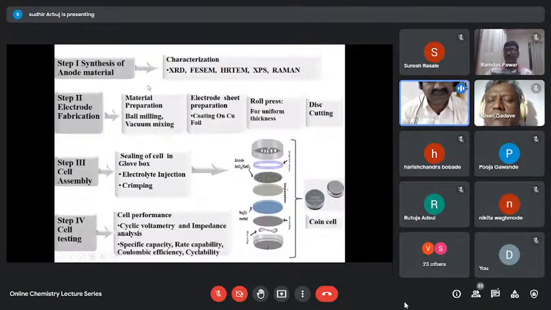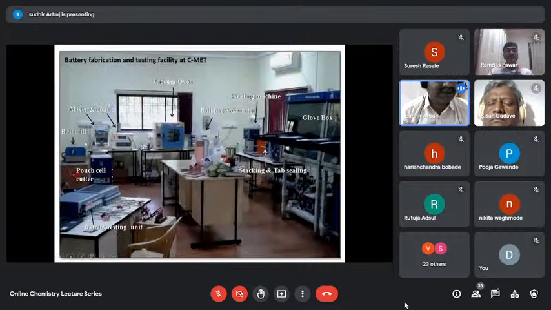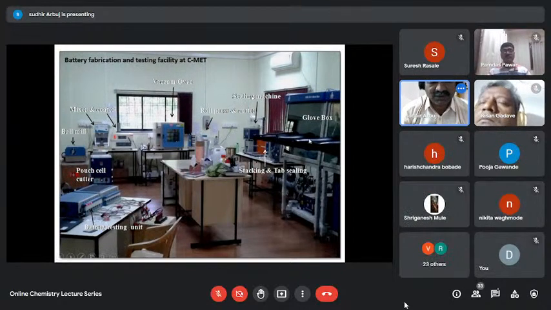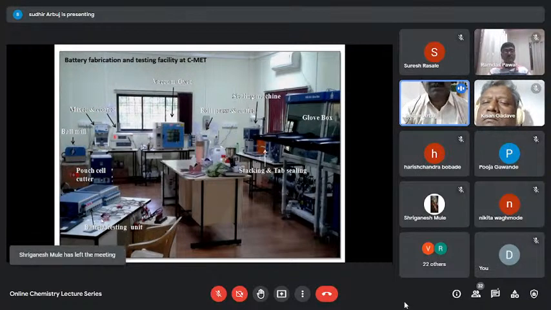So these are the various steps involved in the fabrication of these button cells. These are the facilities available at CMET, the various instruments for fabricating lithium-ion batteries. This is the ball mill, this is the mixture coater, this is the vacuum oven, this is the roll press, this is the sealing machine, this is the glove box where the actual cell is fabricated or sealed, and this is the battery testing unit. Here we can test our cells for recyclability up to 100 cycles or 1000 cycles.